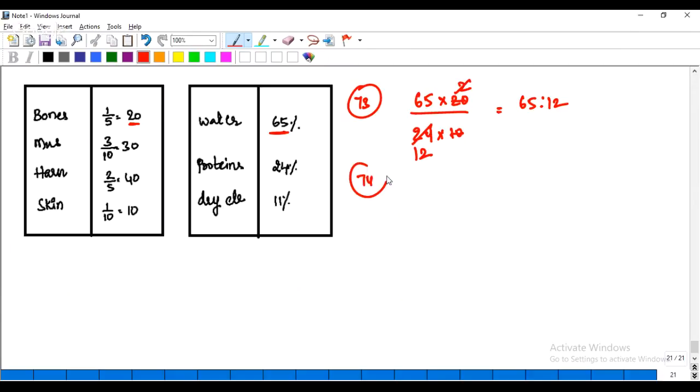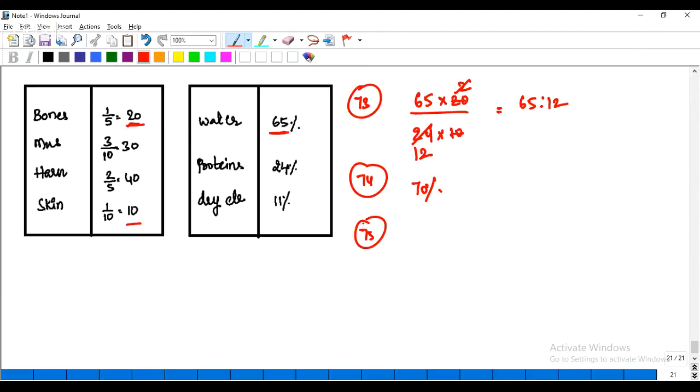74 if you take it out. What is the percentage of human body neither made up of bone nor skin? So bone nor skin. Bone is 20, skin is 10. So put together, neither bone nor skin means it will be remaining, which is equals to, you can say simply 70%.